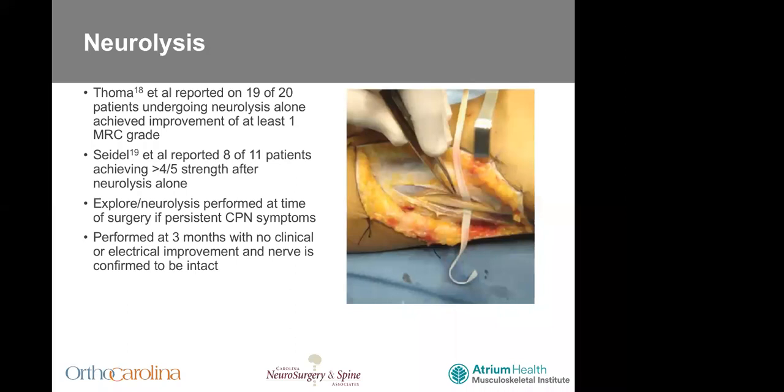With this in mind, most recommend that the nerve is explored and neurolysis performed at the time of surgery if it is found to be in continuity, if they're undergoing a multi-ligament knee reconstruction or any other type of procedure. If no initial surgeries are performed, then neurolysis should be performed at 3 months if there are no clinical or electrical signs of improvement and the nerve is confirmed to be intact with advanced imaging like ultrasound or MRI.